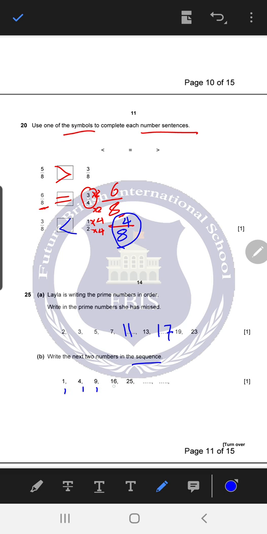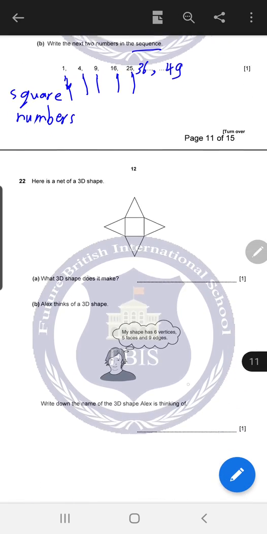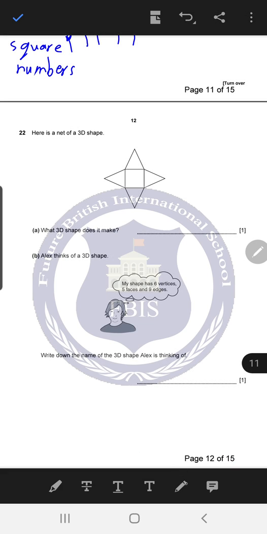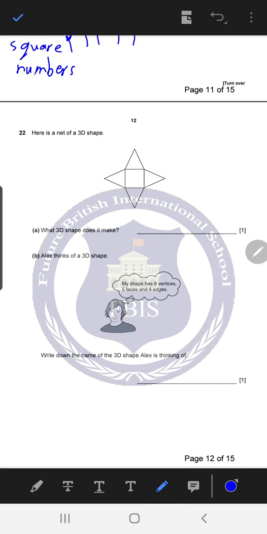1, 4, 9, 16, 25. If you notice, those are the square numbers. 1 by 1 is 1. 2 by 2, 4. 3 by 3, 9. 4 by 4, 16. 5 by 5, 25. 6 by 6, 36. 7 by 7, 49. So the answer is 36 and 49.